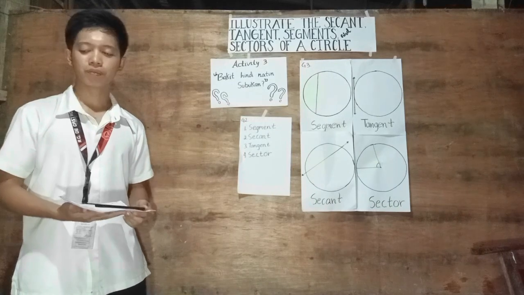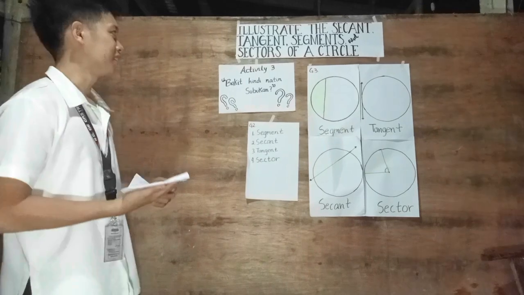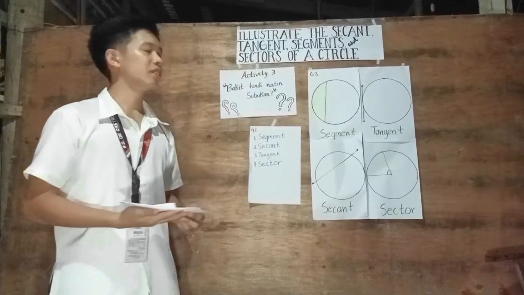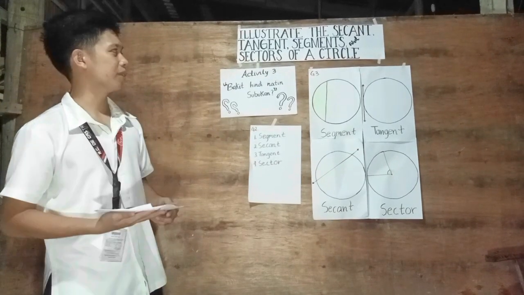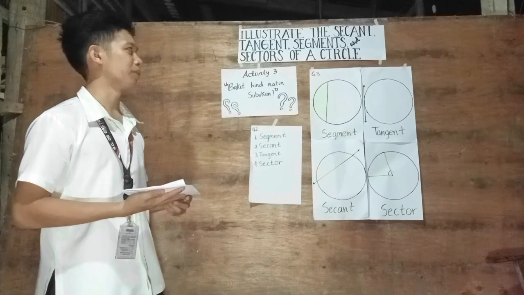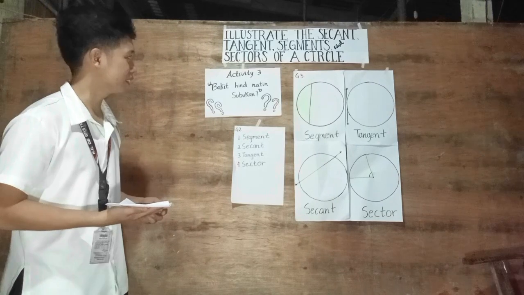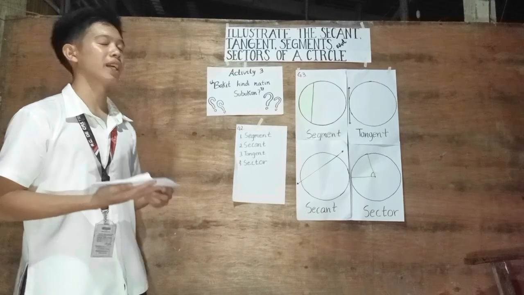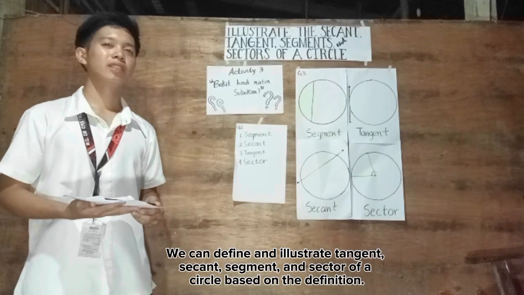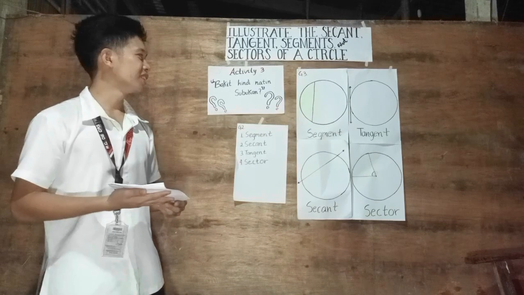Since you now know how to define, distinguish, and create a secant, tangent, segment, and sector of a circle, based on your understanding, how will you define these 4? We have an illustration of a circle showing the secant, tangent, segment, and sector. First, how will we define them? We can define and illustrate tangent, secant, segment, and sector of a circle based on the definition. Okay, that's good, that is correct.